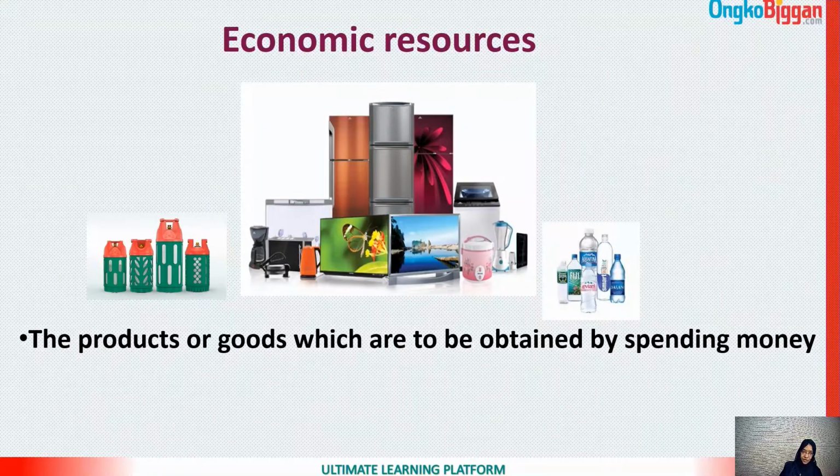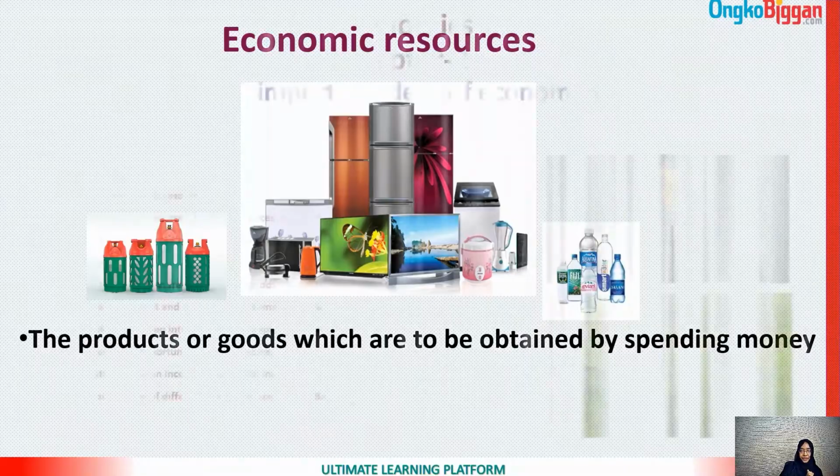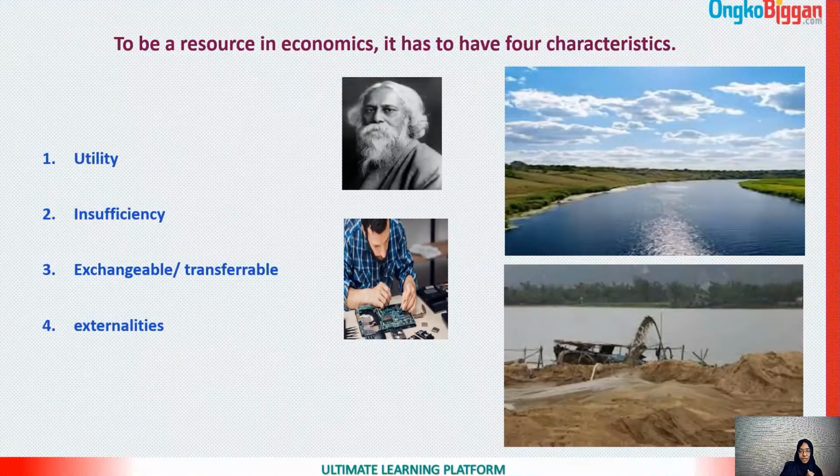If any particular thing is to be a resource in economics, it has to have 4 characteristics. Number 1, utility. Number 2, insufficiency. Number 3, exchangeable or transferable. And number 4, externalities. Here you can see pictures of the sky, land, water, and river sand. There we can also see the picture of our great poet and a man with expertise in computers.